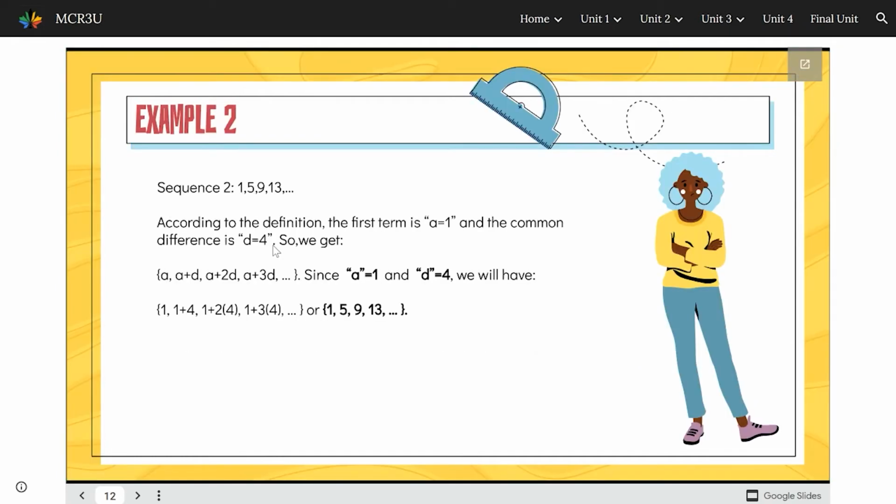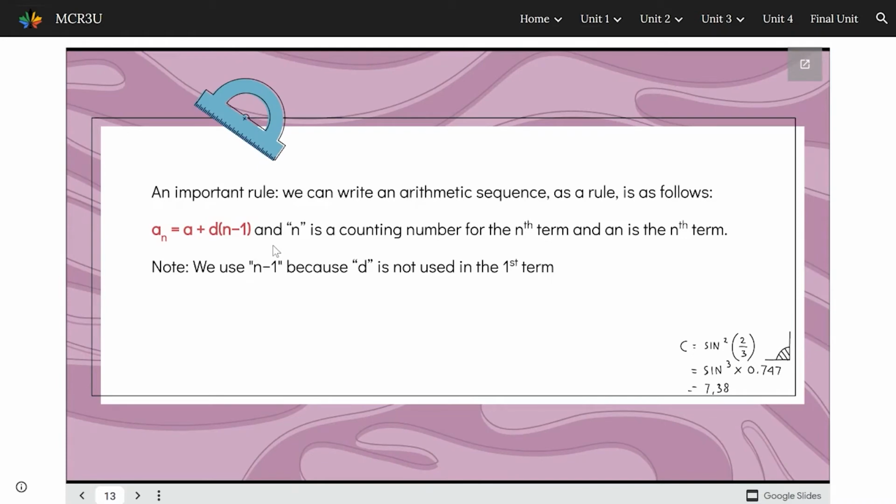The arithmetic sequence has one formula: a1 plus (n minus 1) multiplied by d, and you can find any number. In the important rules, we can write the arithmetic sequence as a rule as the following: a plus d times (n minus 1). Now, n is the counting number for the terms, the nth term. We use n minus 1 because d is not used in the first term.